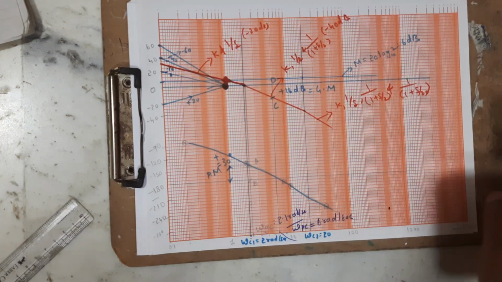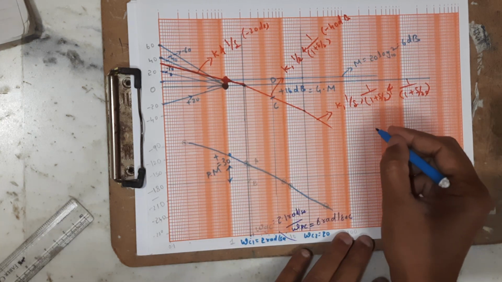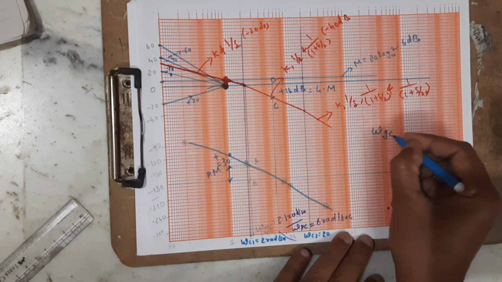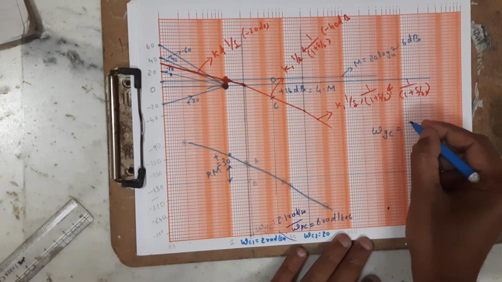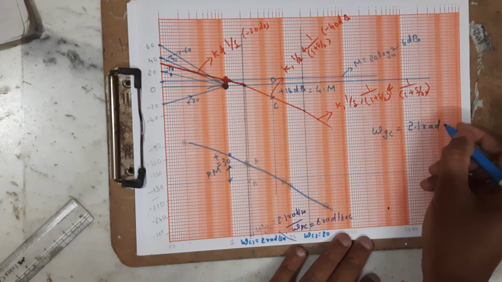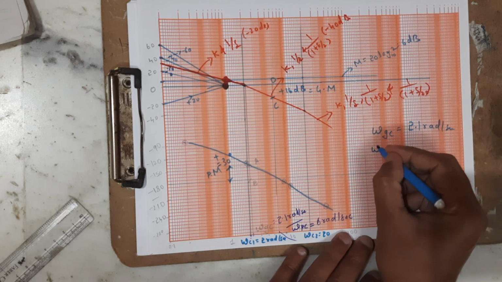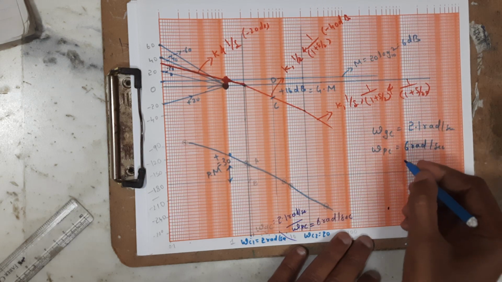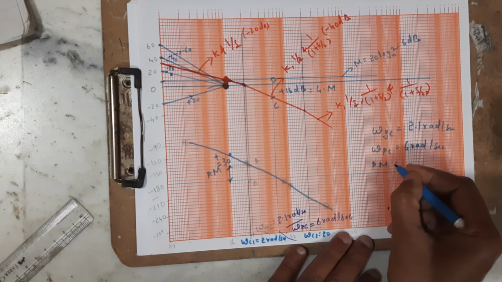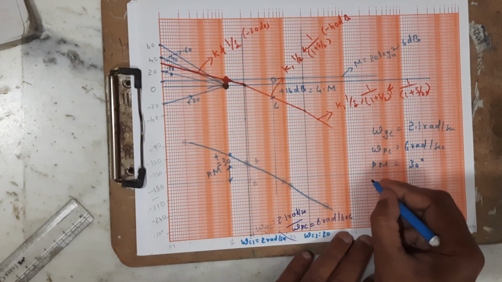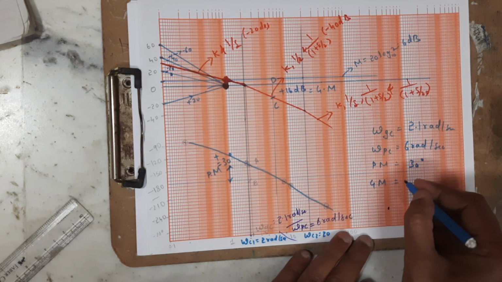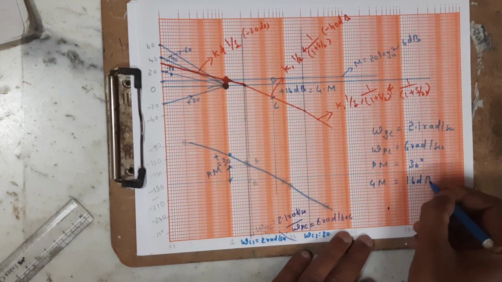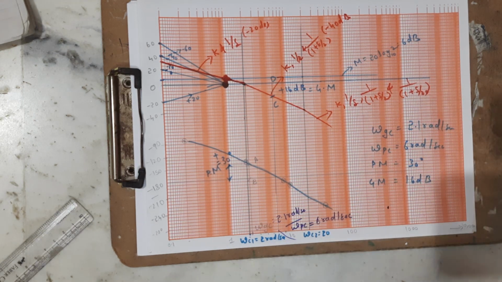Okay, so we got the various values. What are the various values we got? Omega GC, that is the gain crossover frequency, that is 2.1 radians per second. Next, omega PC that we got is 6 radians per second. Next one, phase margin we got is equal to 30 degree. Then gain margin, that is GM, is equal to 16 dB. So these are the various values that we got. Now what next? We need to tell what is the stability of this.